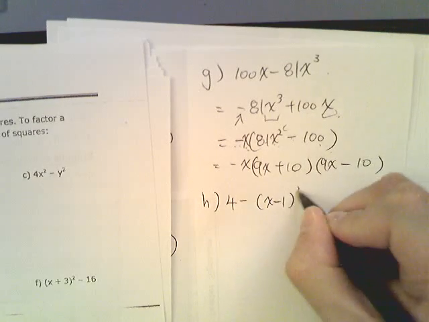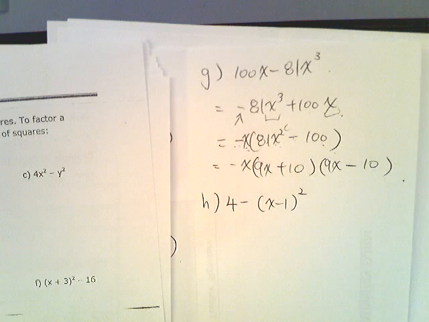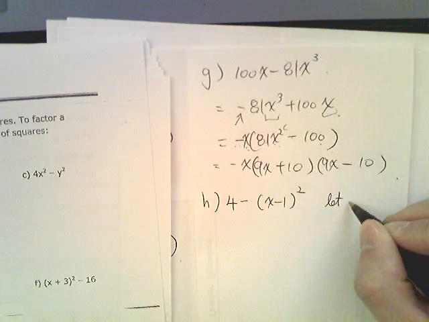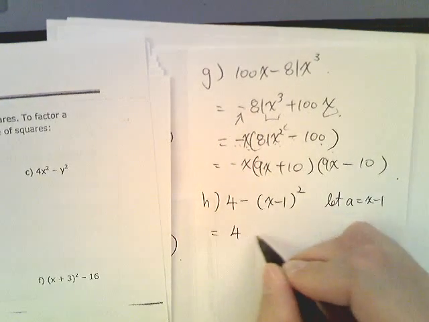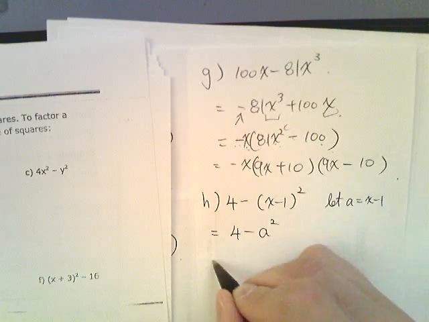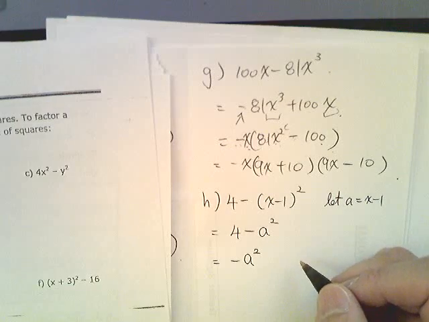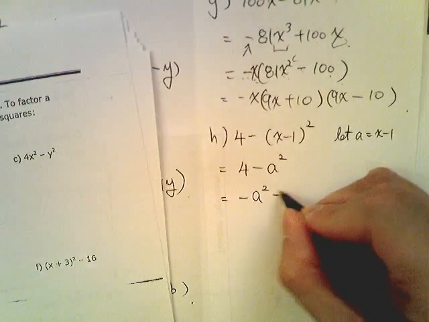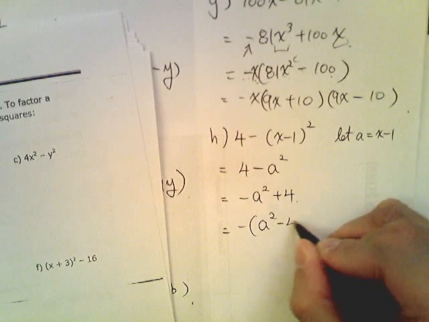H, it's pretty much the same. So 4 minus x minus 1 squared. Binomial squared again. It seems like we may be able to do that special case of difference of squares. So if you don't see it right away, let a equal x minus 1 and rewrite it. So 4 minus a squared. And as I said, we have to rearrange it in order of a variable rather than a number. So minus a squared plus 4. Take negative out, so it will be a squared minus 4.